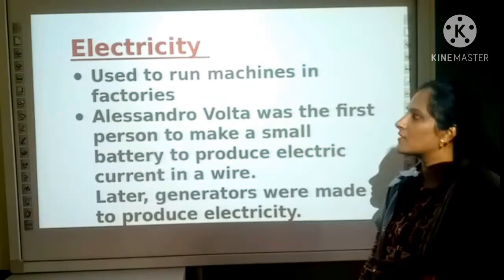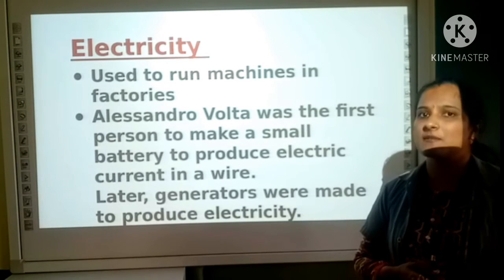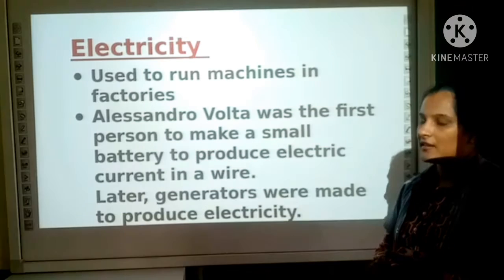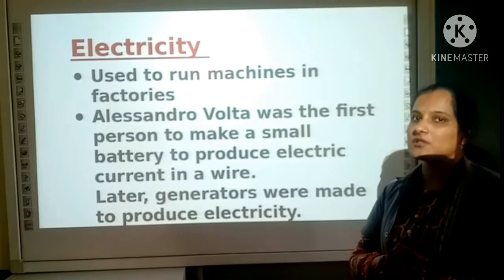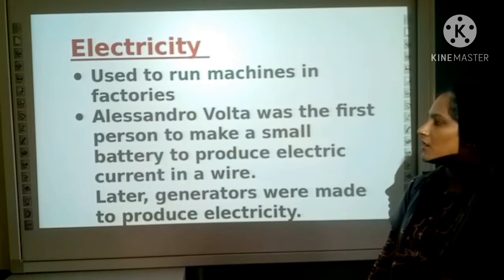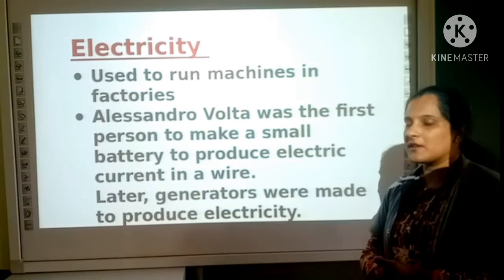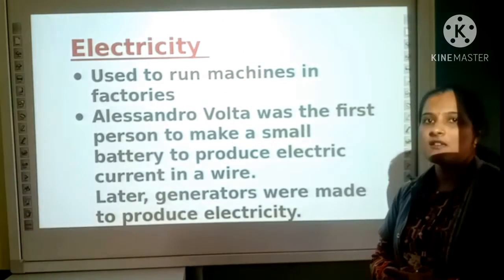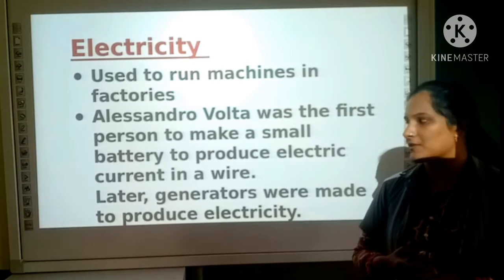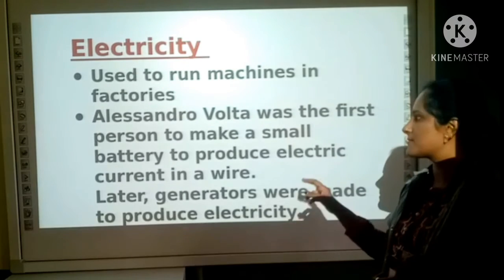Then electricity. Now it is used to run machines in the factories. अभी फैक्ट्रीज में आजकल तो इलेक्ट्रिसिटी का ही ज्यादा यूज हो रहा है, आपने स्टीम इंजन बहुत कम देखे होंगे. And Alexander Volta was the first person to make a small battery to produce electric current from wire. So सबसे पहली बैटरी जो थी वो बहुत छोटी थी, which was invented by Alexander Volta. Later generators were made to produce electricity और उसके बाद generators का use होने लगा. Now you must not have seen the generators. बहुत rarely use होता है just because it is so heavy and it creates a lot of sound. बहुत hectic हो जाता है, बहुत embarrassing हो जाता है उस काम से. So nowadays the people are using the inverter instead of the generator.